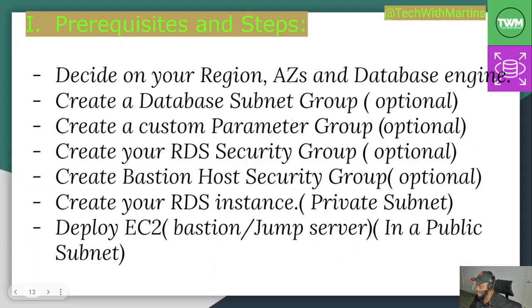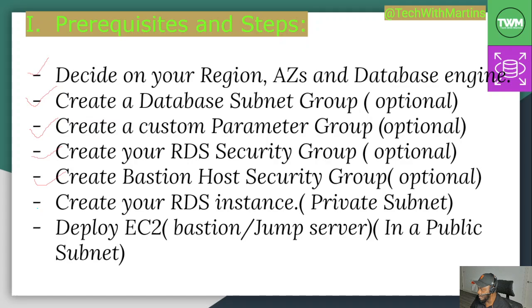For the prerequisites and steps, remember guys, the first prerequisite is that we have to decide on our region. What region are we going to deploy our RDS instance and the database engine? In this case, we are going to go with PostgreSQL. Maybe next time we'll go with MySQL or SQL Server, or any other one. Then we're going to create our database subnet group, our parameter group, and our security group. We'll also create another security group for the Bastion host.